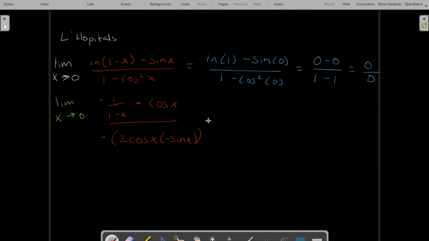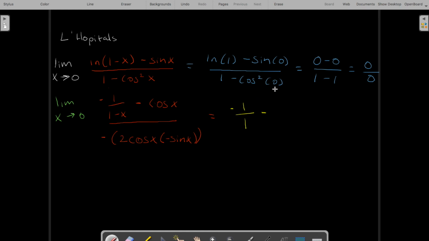And then let's say you substitute in 0 again. What are you going to get? Well, let's see what we get. We substitute in 0 again. And this is exactly what L'Hopital says: you take the derivative of every term, then you take the limit again, and you get negative 1 over 1, because 1 minus 0 is 1, minus cosine of 0.